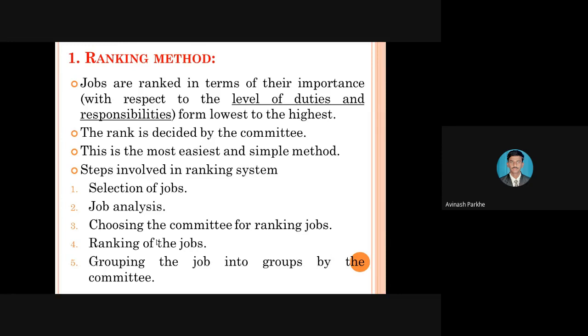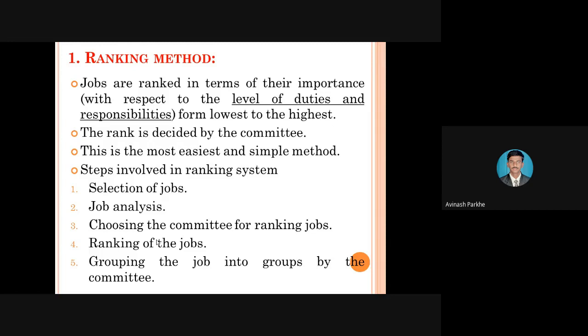So like that, we have to give a ranking to that particular job, and it will be given using the first method, which is called the ranking method. Such types of this process we are implementing many times.